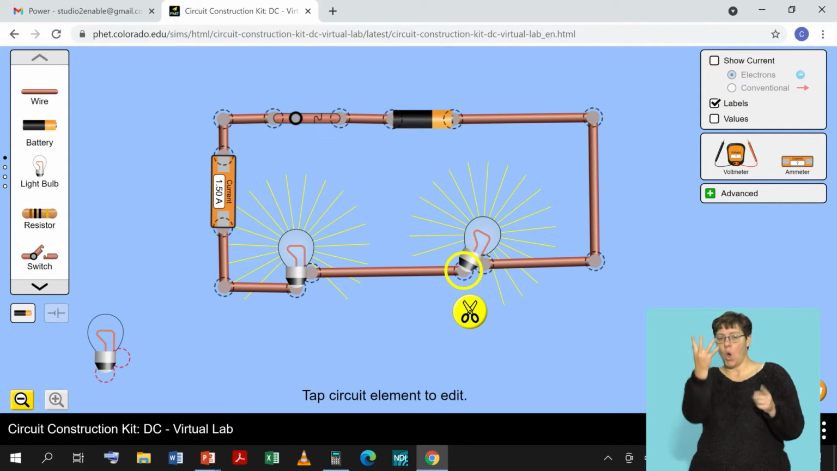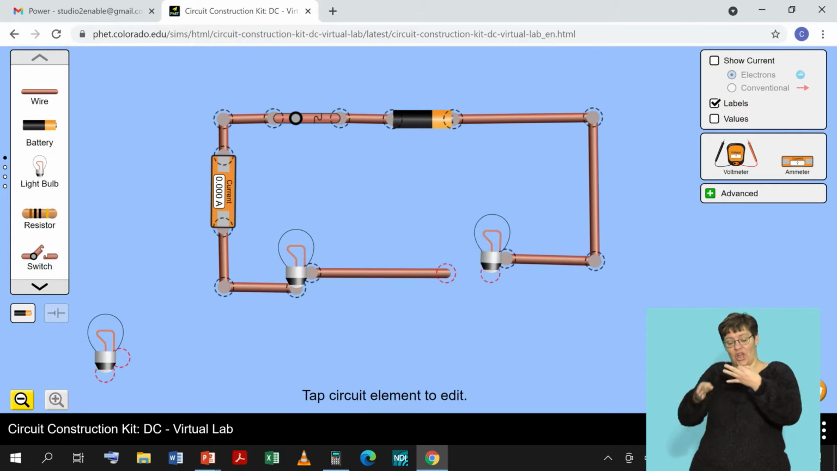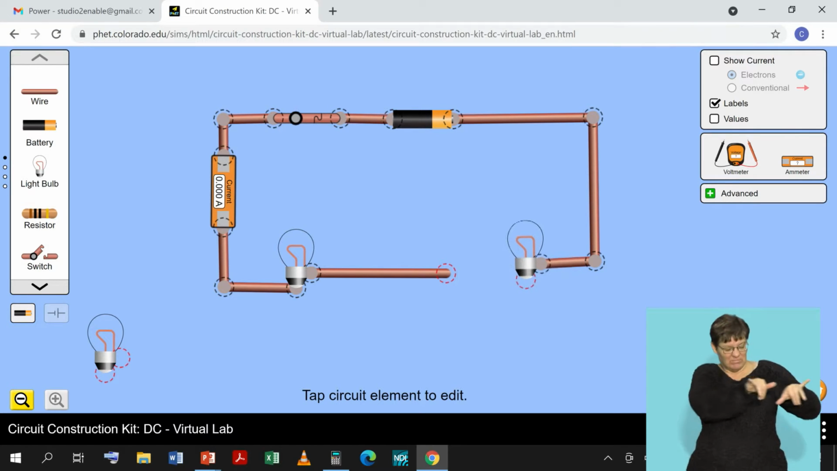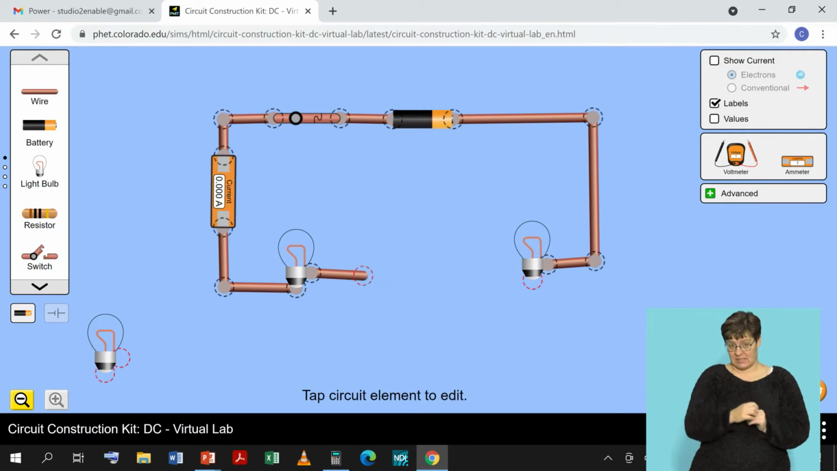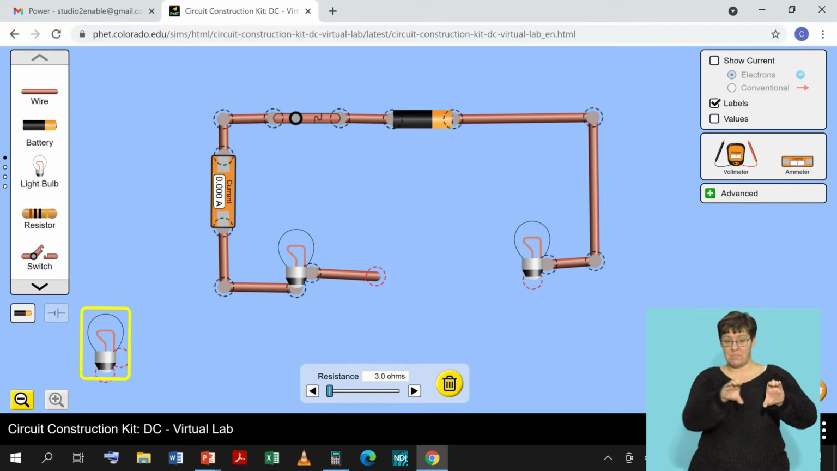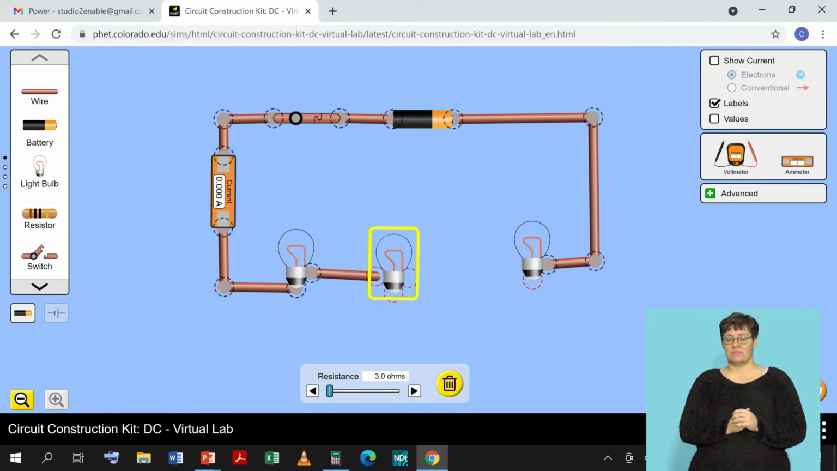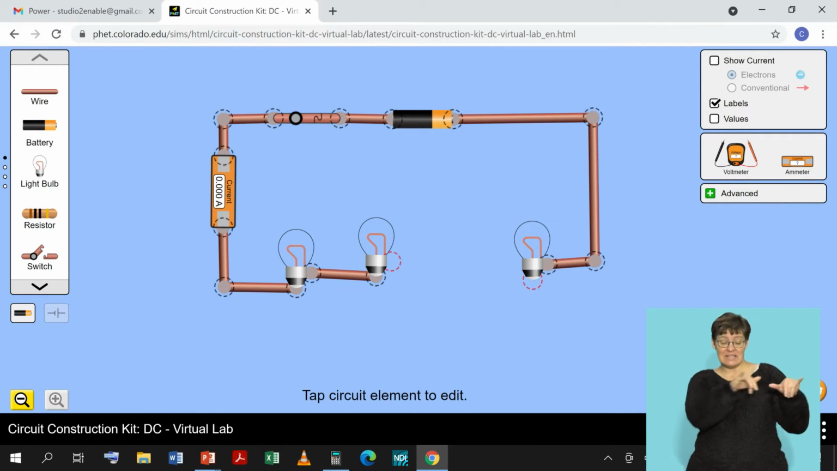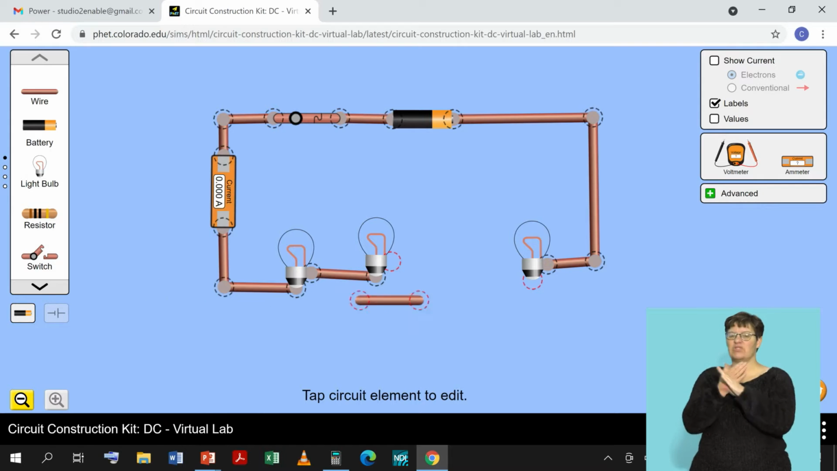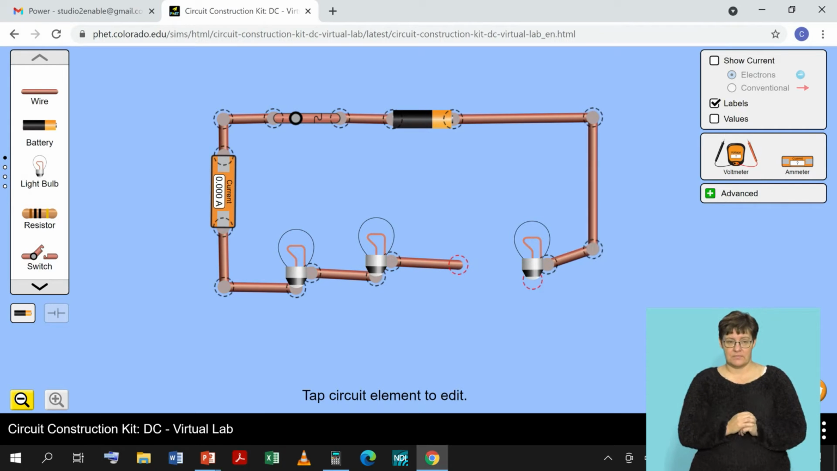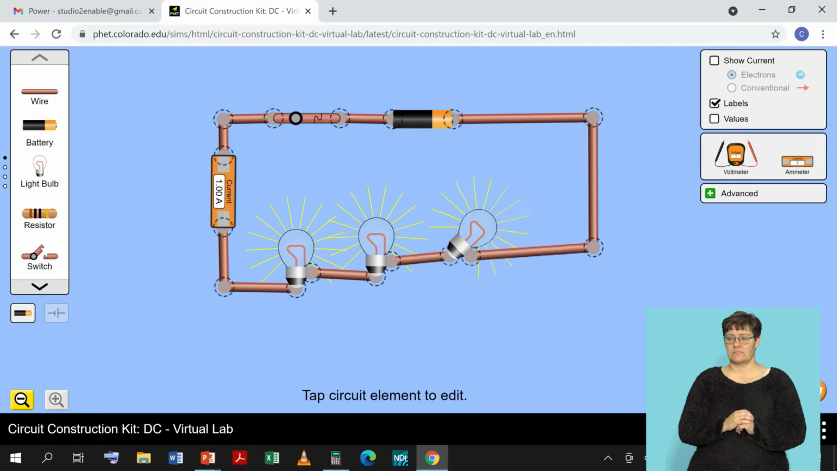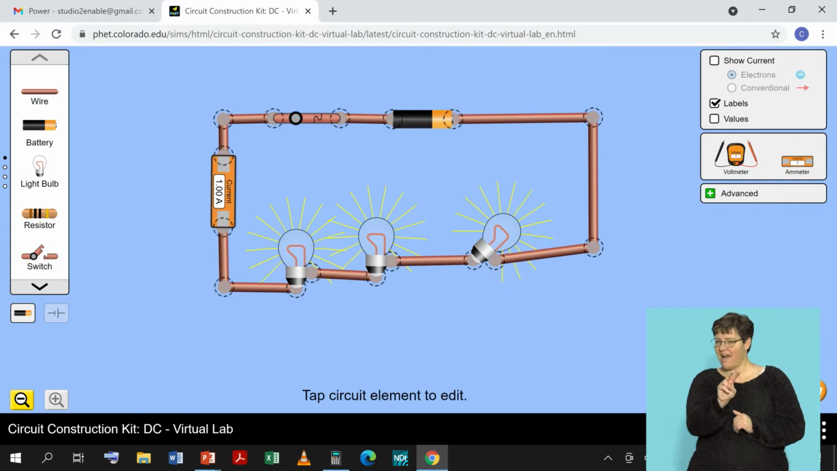Now, we'll add another light bulb which is identical, also in series. So that's another 3-ohm light bulb. Remember, we said when they're identical, it means that they've got the same resistance. Okay, so these are our light bulbs. We've connected the 3 light bulbs now.